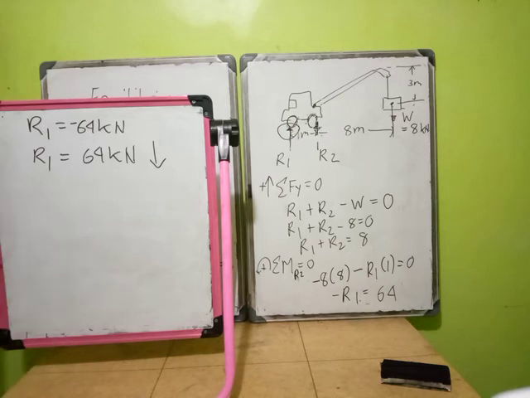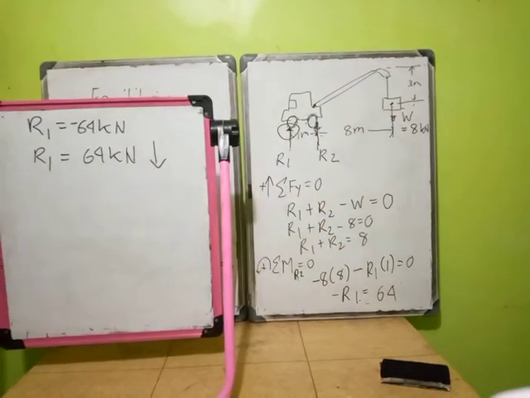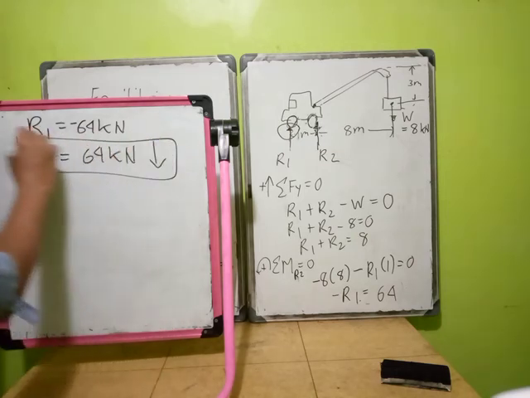So, sa simula, mag-assume ka talaga. And then, if it turns out to be negative, so it's the other way around. So, if you assume the direction is upward, is positive, then the answer is negative, so it's downward actually. So, if you assume that a force is leftward, and then it turns out to be rightward, it should be negative. So, kapag negative yung result, baliktad yung actual na sitwasyon. Kaya R1 is 64 kilonewton downward.